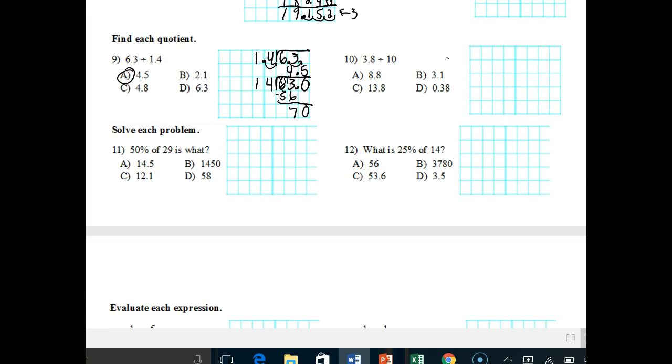11, 50% of 29 is what? Basically, this is just saying what's half of 29. So something like that and that should be knocked out, right? But to do it algebraically, move the decimal, right? Make this percent a decimal. So then we say 29 times 0.50.